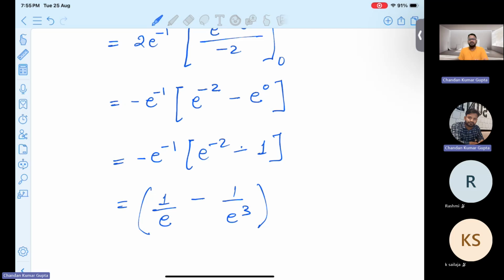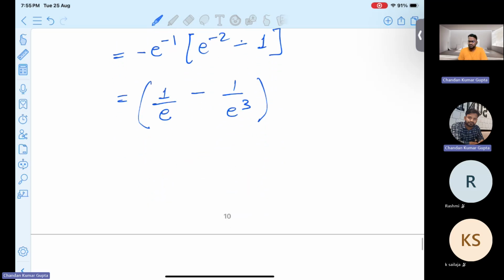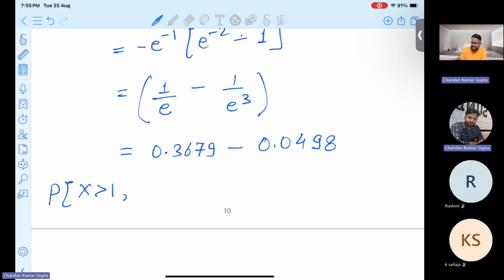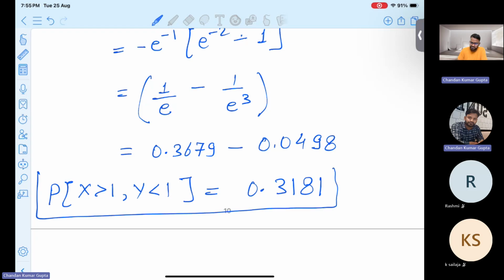Since e has a value like 19 by 7, like 2.7 something, we can directly put those values. And once you solve, you will find this value is approximately 0.3679 minus its value 0.0498. So after solving, you will get the probability that x is greater than 1, y is less than 1 is nothing but 0.318. So this is our final answer.